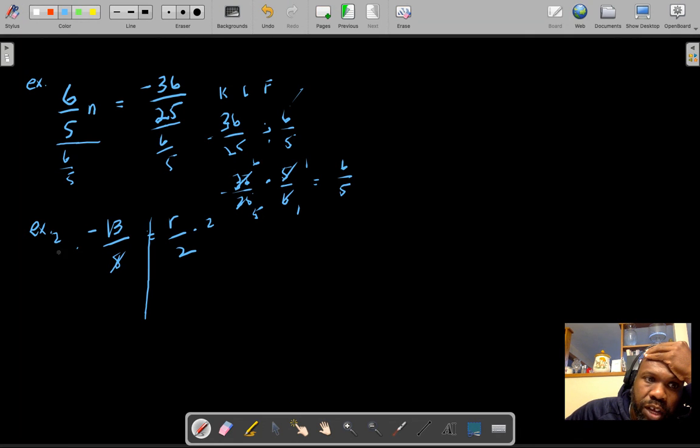Then what we would do in that situation, again, cross canceling makes it easier when you do a multiplication. I'll cross cancel both of these. And then 2 goes into 8 4 times. So our final answer would be to find the value of r. r would equal negative 13/4.